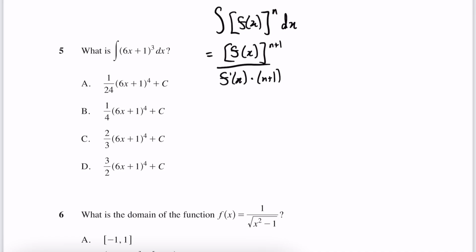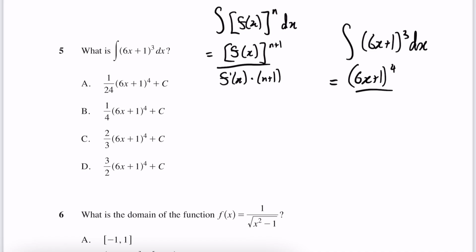So when we have the integral of 6x plus 1 all to the power of 3, this is equal to 6x plus 1 all to the power of 4 over 4 multiplied by the integral of what's inside, which is just 6. And so that means we get 1 over 24, 6x plus 1 to the power of 4. Obviously, there is a constant involved, so we have the plus c. So our answer is A.